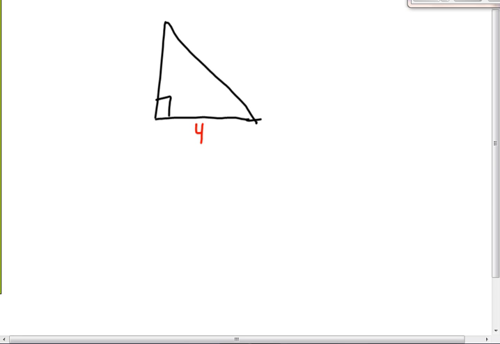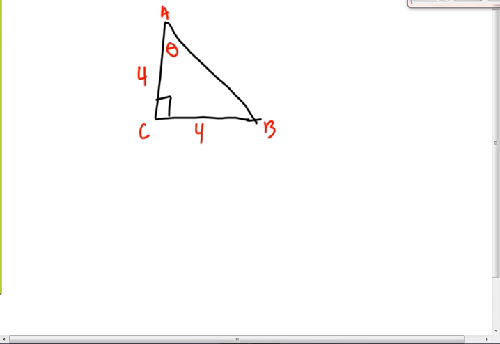Both of the legs have the same size, and we need to find the length of the missing side, so that would be side AB. And then once we find the length of the missing side, we're going to find the ratios based on this angle theta, which is the same as angle A.